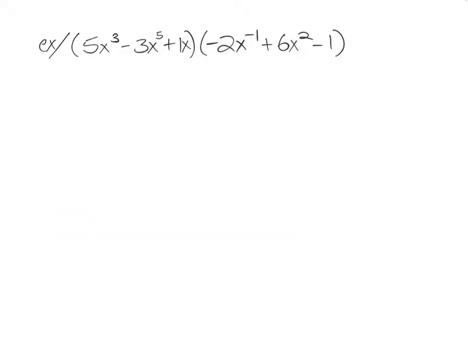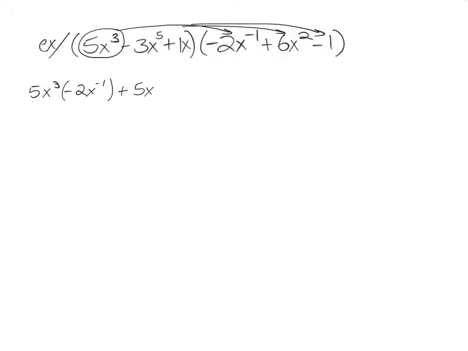Just to show you another example, this one requires a little more work. So we will do this. Let's take 5x cubed and multiply it to everything in the second polynomial. And I'm just going to write this first one out the whole way so you can see what's going on. We will have 5x cubed minus 2x, times negative 2x to the negative first power. Don't be scared by the negative exponent. You'll see what happens here in a second.